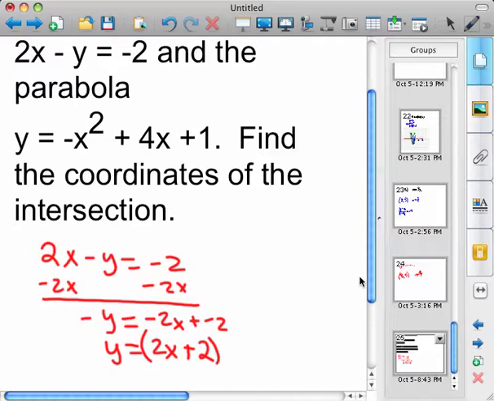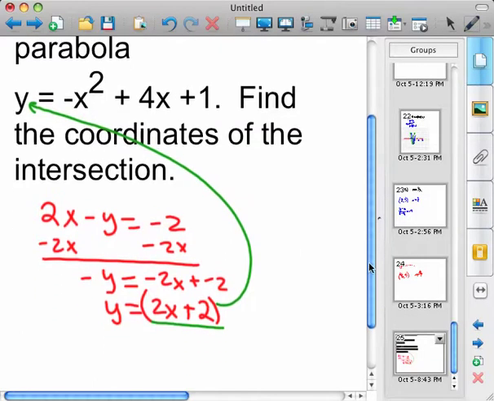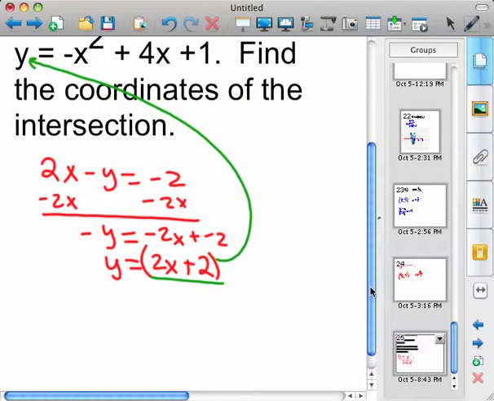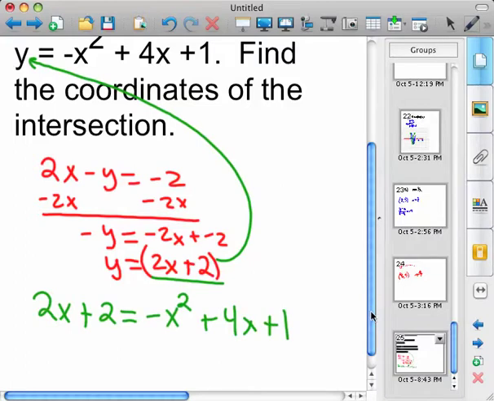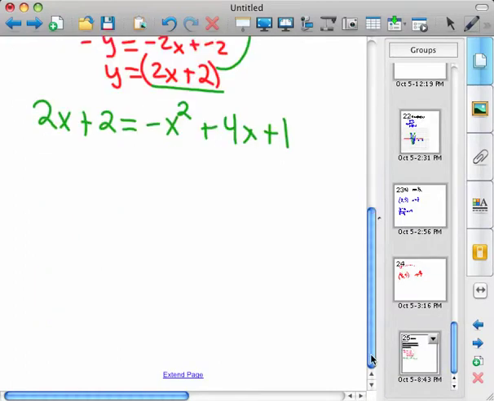Okay, once we know that, we can substitute this 2x plus 2 for y in the other equation. And granted, this is just one method to do this. So from this point on, I'm going to take this 2x plus 2, substitute it in here for y. Alright, so here we go. So we'd have 2x plus 2 equals negative x squared plus 4x plus 1 with that substitution. And so now we're solving for x. We've eliminated our y variable. Now let's solve this thing for x.